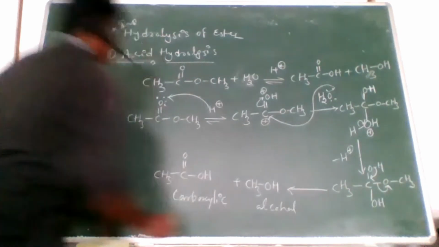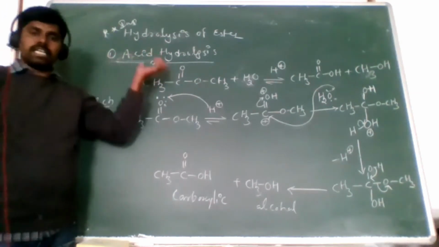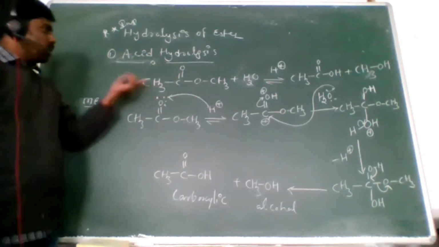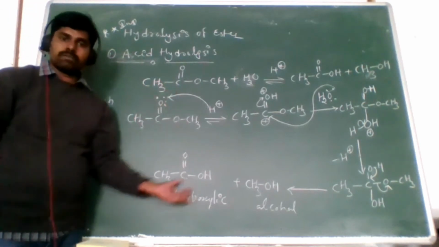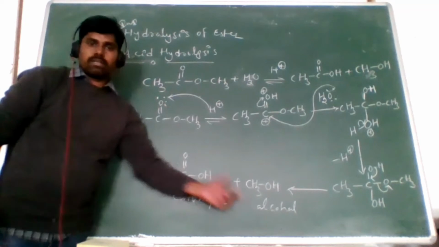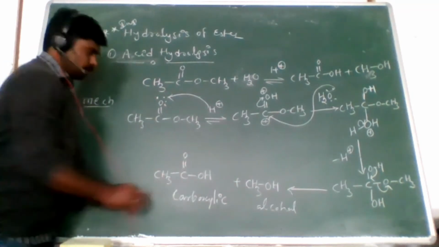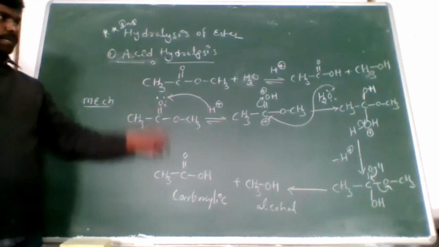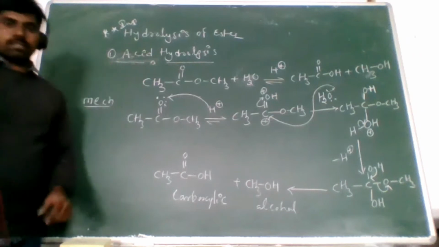Now this is the carboxylic acid. So finally, in the acidic condition, the ester becomes the carboxylic acid and alcohol. It forms carboxylic acid and alcohol. So this is the reaction and mechanism of acid hydrolysis. Okay, write it down.